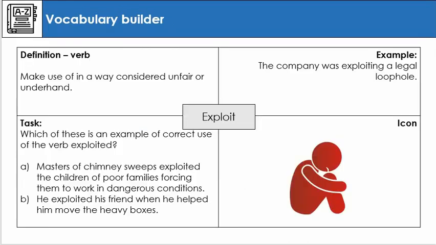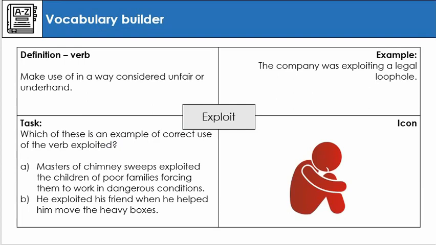And we're adding to our vocabulary builder. The word is exploit, which means, the definition is a verb, make use of in a way considered unfair or underhand. Example: the company was exploiting a legal loophole. I think the icon is self-explanatory, and you have a task.